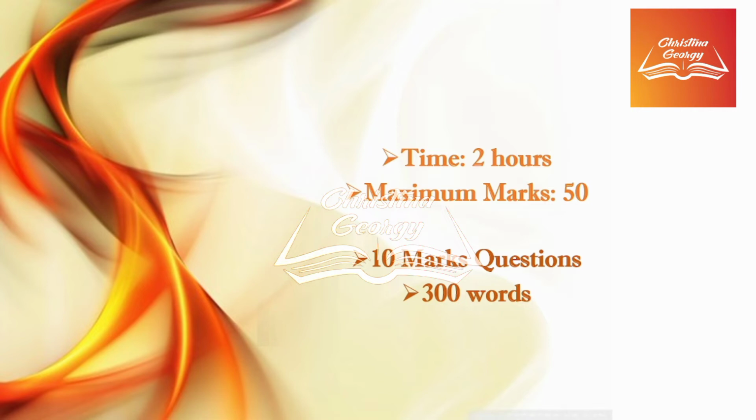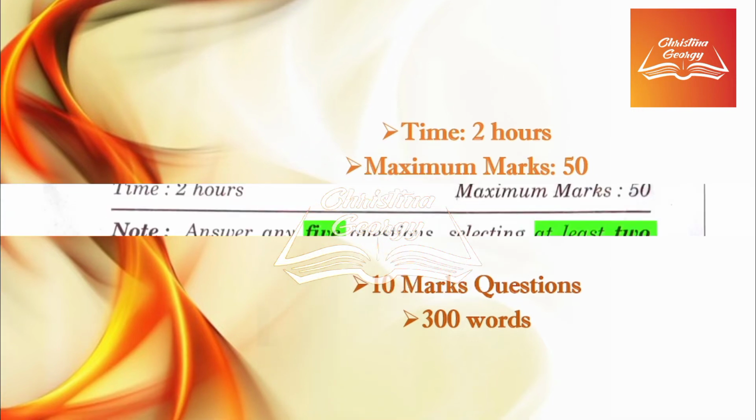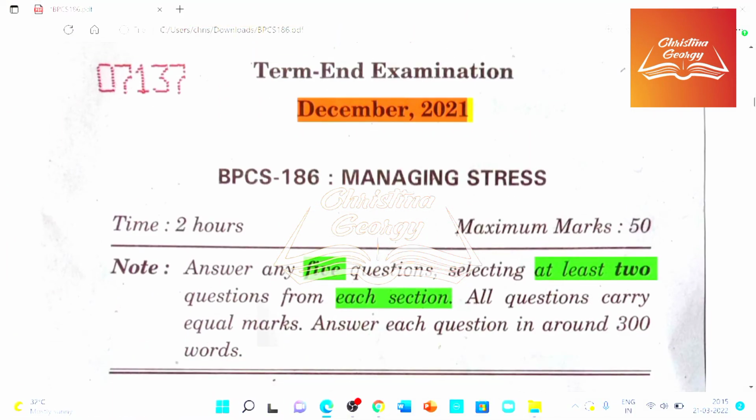So section 2 is based on block 2. In short, you will have to attempt 5 questions of 10 marks each, and you will have to at least attempt 2 questions from each section. That's all. Now let's have a detailed look at the December 2021, that is the very recent question paper on managing stress.